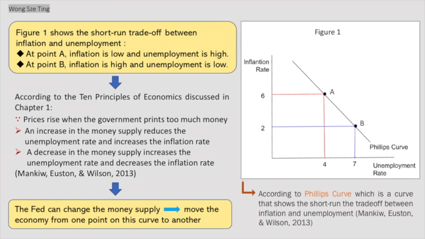Therefore, according to the Ten Principles of Economics discussed in Chapter 1, prices rise when governments print too much money. An increase in the money supply reduces the unemployment rate and increases the inflation rate. Also, a decrease in the money supply increases the unemployment rate and decreases the inflation rate. Thus, the Fed can change the money supply to move the economy from one point on this curve to another.